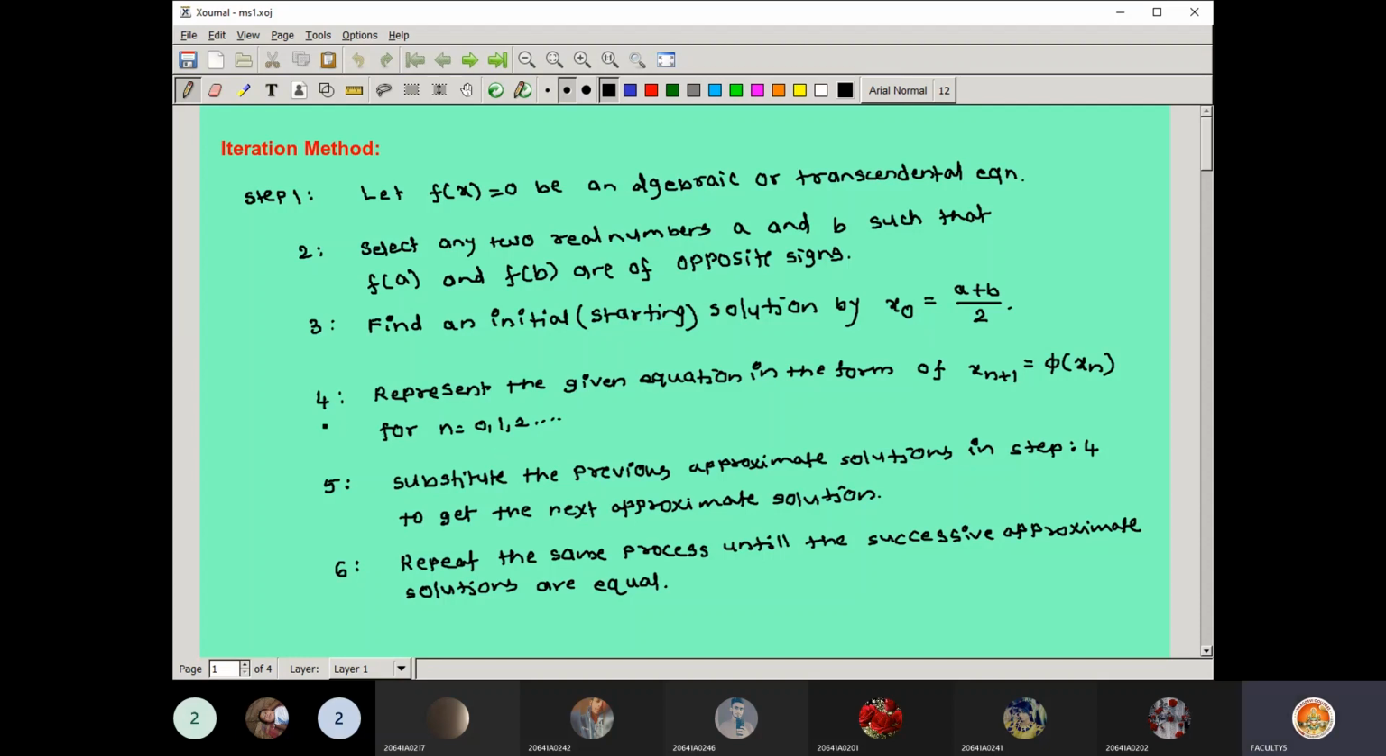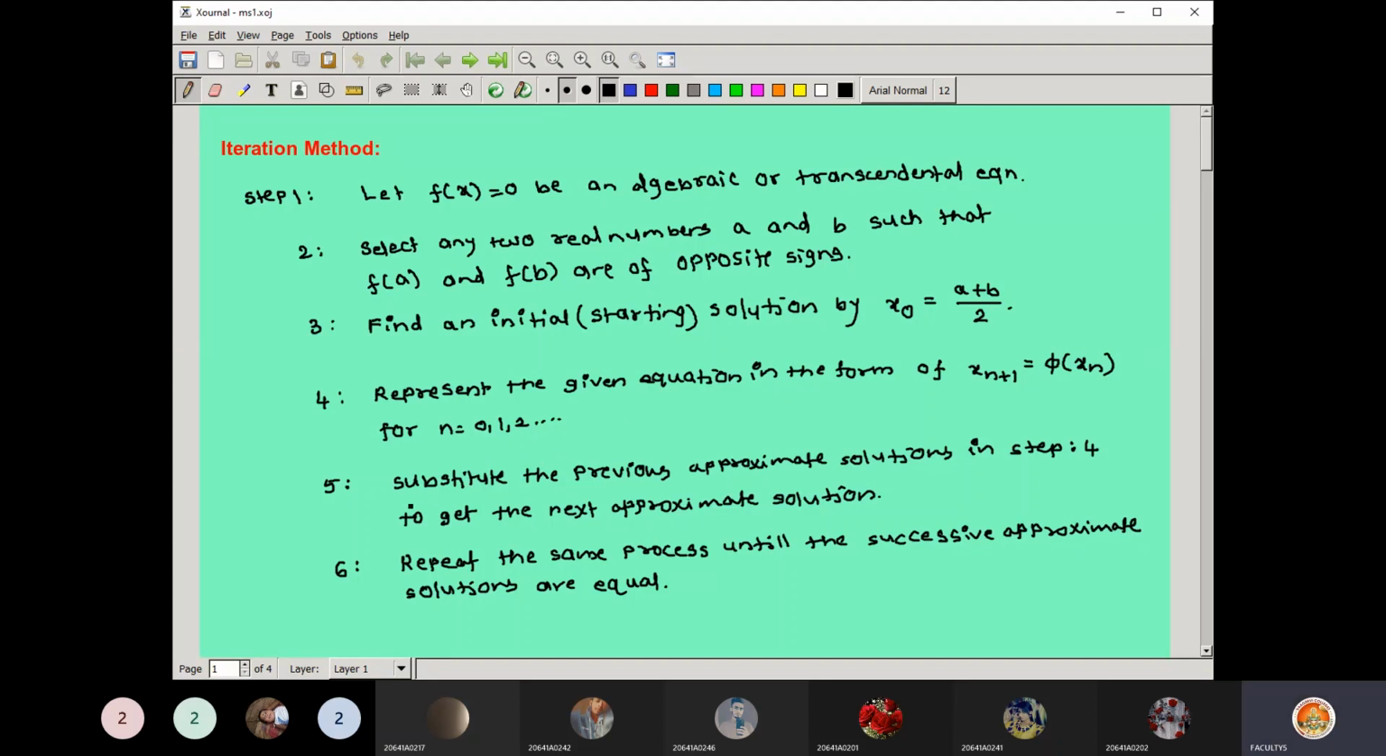Step number 4. Represent the given equation in the form of x n plus 1 equal to phi of x n, for n equal to 0, 1, 2 and so on. That means the given equation is represented in that model, x n plus 1 equal to phi of x n. The idea will come when we do the problem.